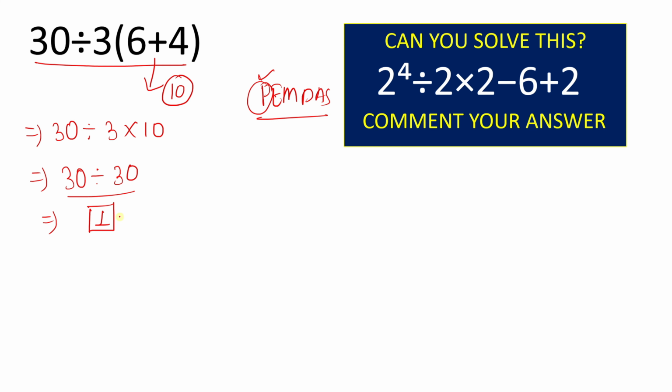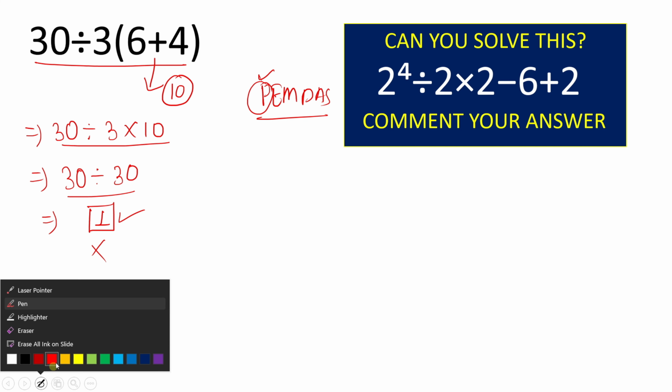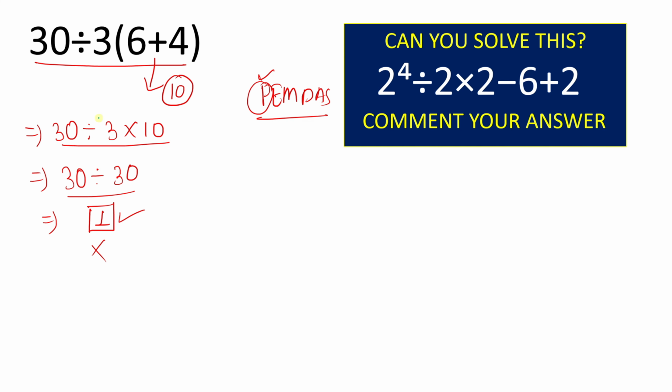Many will think this one is the right answer, but this is not the right answer. I will show you how. Here, as we can see, multiplication and division both operations are there, and as we know multiplication and division have the same priority, and in that case we have to solve left to right. So first we have to solve this division part, which is 30 divided by 3.